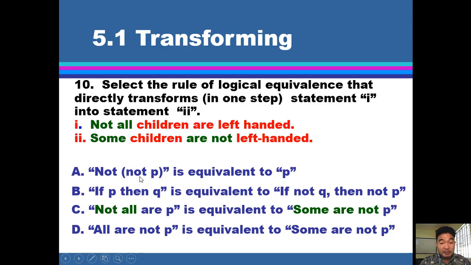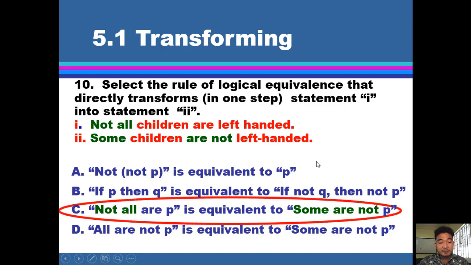So for letter A, we have not not P is equivalent to P. If P, then Q is equivalent to, if not Q, then not P. Not all are P is equivalent to some are not P. All are not P is equivalent to some are not P. How do we do that? So it should be letter C.